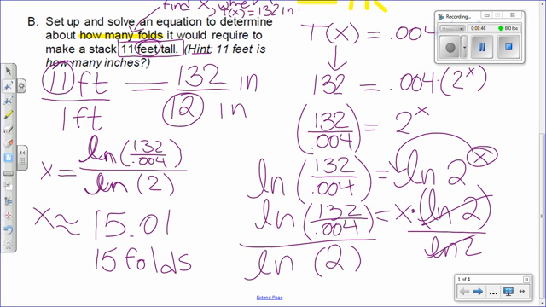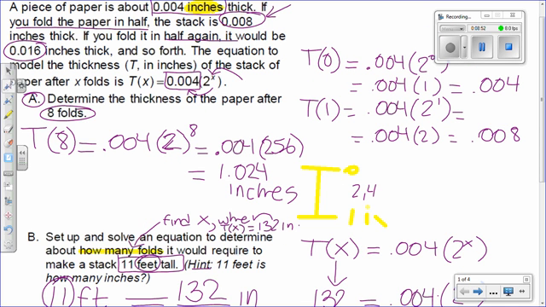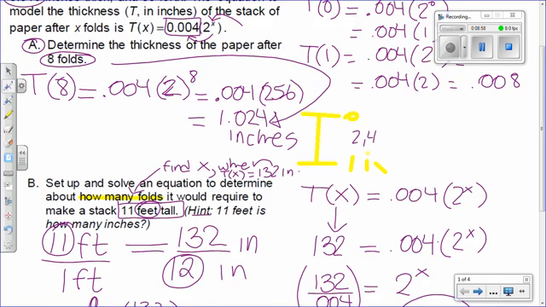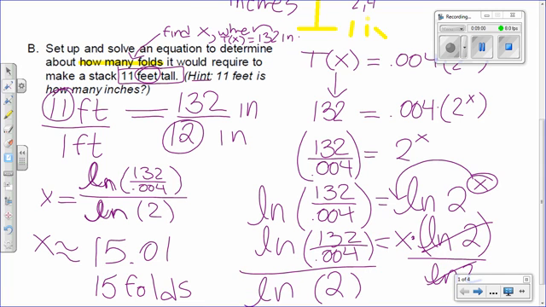So now if you notice here, we did two things. First, they give us x, the number of folds, and we had to find the thickness of the paper. And then the second question, they give us the thickness of the paper, and we had to find how many folds, right? So we worked the problem two different ways.